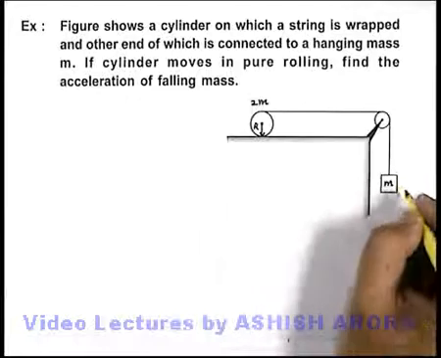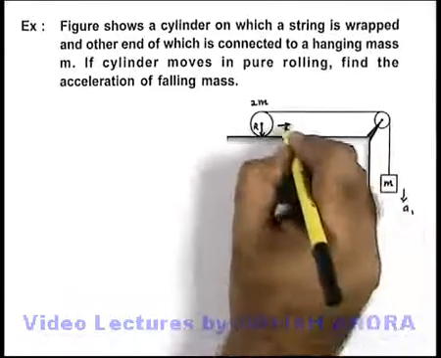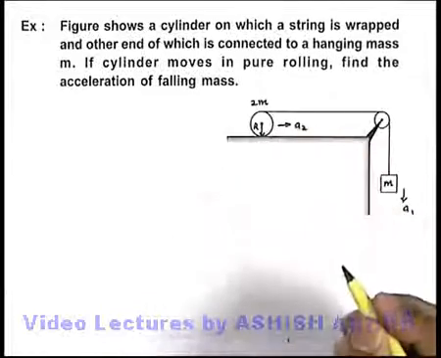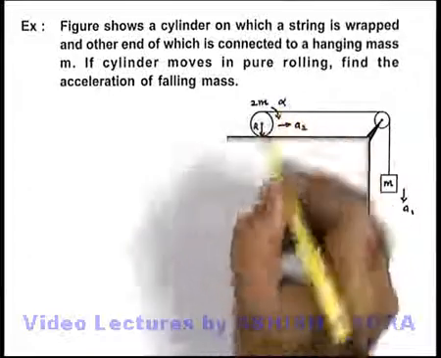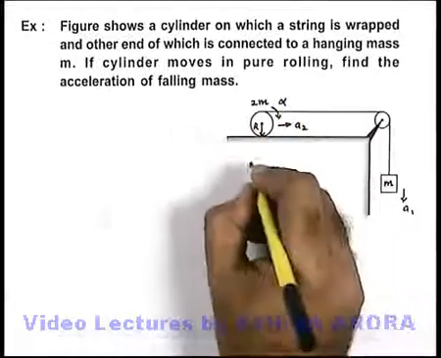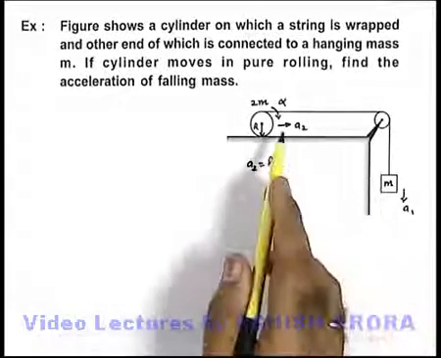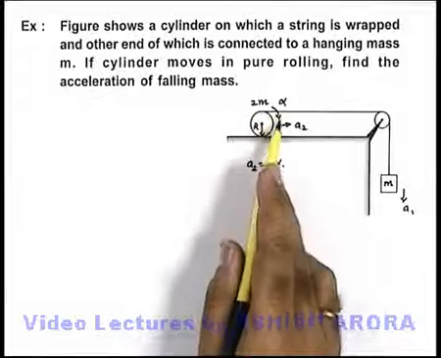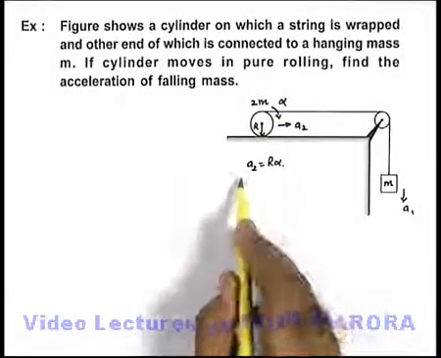Let us consider the mass is falling down with an acceleration a1 and the cylinder is moving forward with an acceleration a2. And as it is rolling, let us consider its angular acceleration as alpha. In this situation, for pure rolling, we can write a2 must be equal to r alpha, as a2 is the linear acceleration and alpha is the angular acceleration.